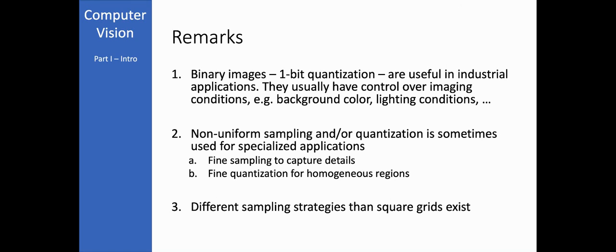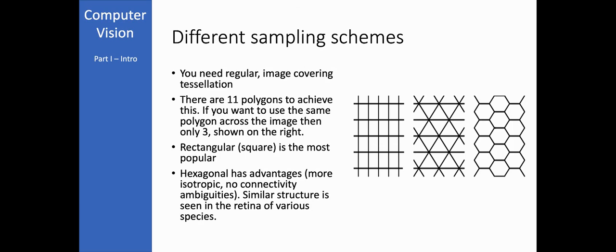Likewise, if you want to capture homogeneous transitions and gradients in the intensity levels, then you can actually use fine quantization levels at that area, and low quantization levels or coarser quantization in the edges and corners where you're guaranteed to capture the changes in any case. Combining these things, actually you can really control how well you represent an image and capture the details. The last remark is on the sampling strategies. So far we've only seen the grid sampling, but different sampling strategies exist.